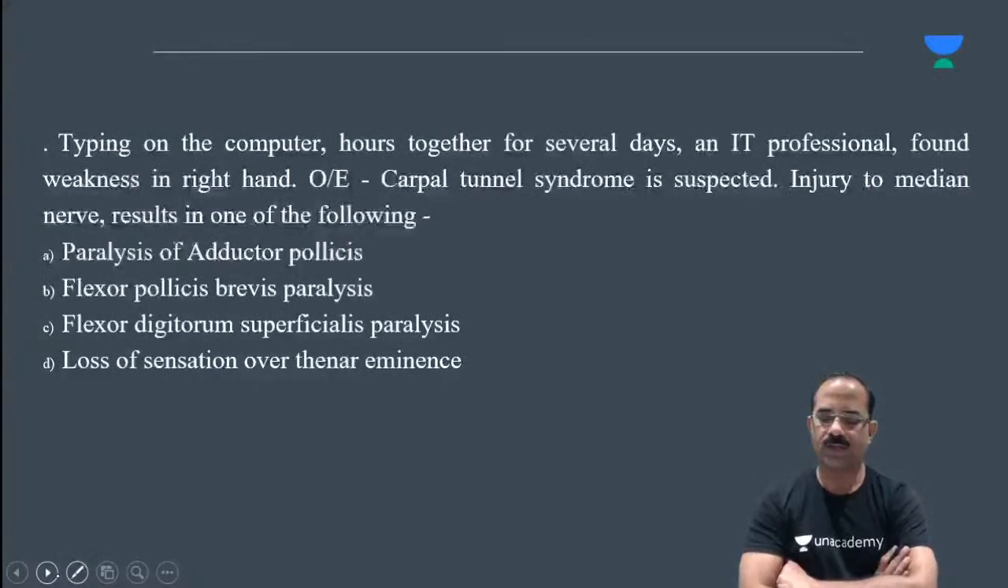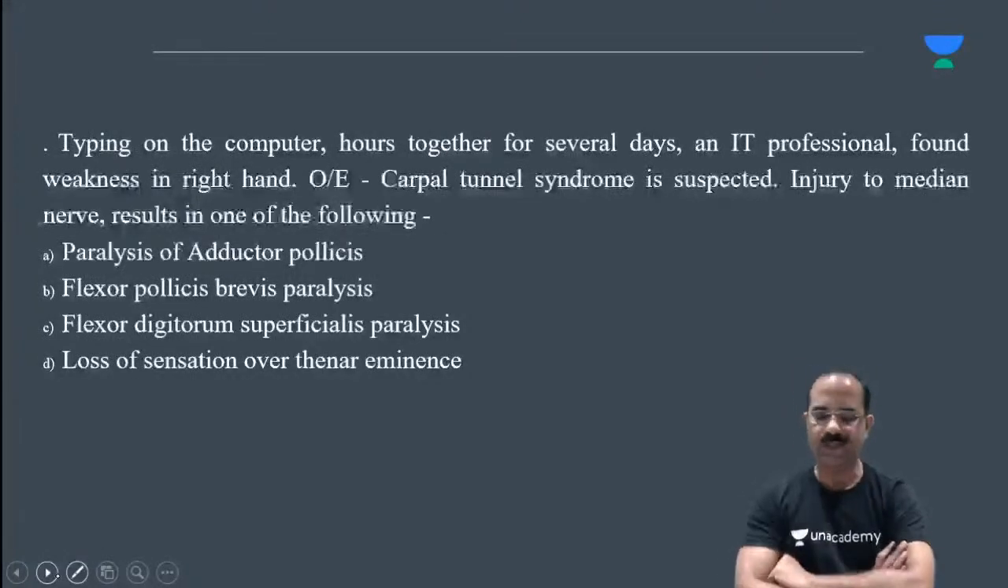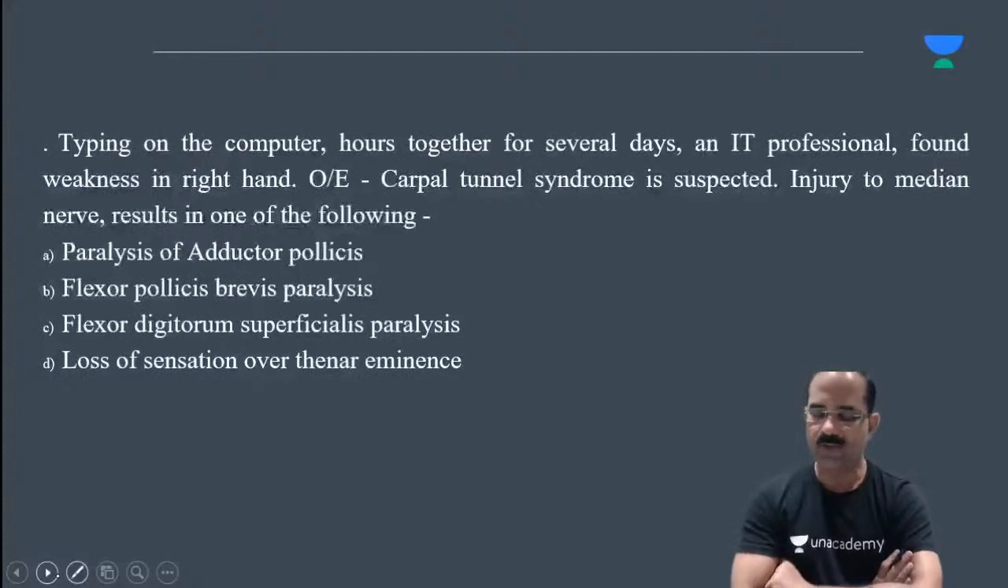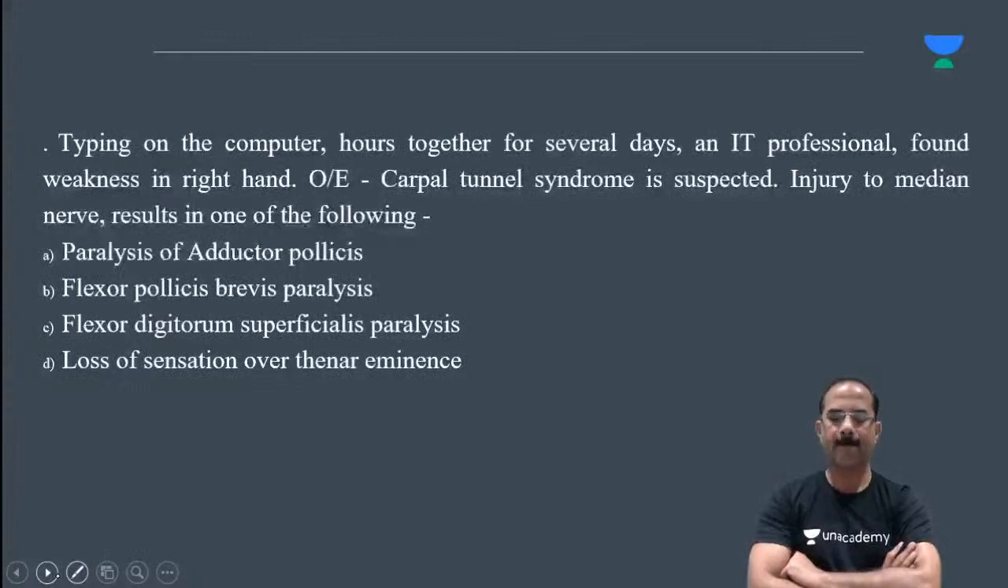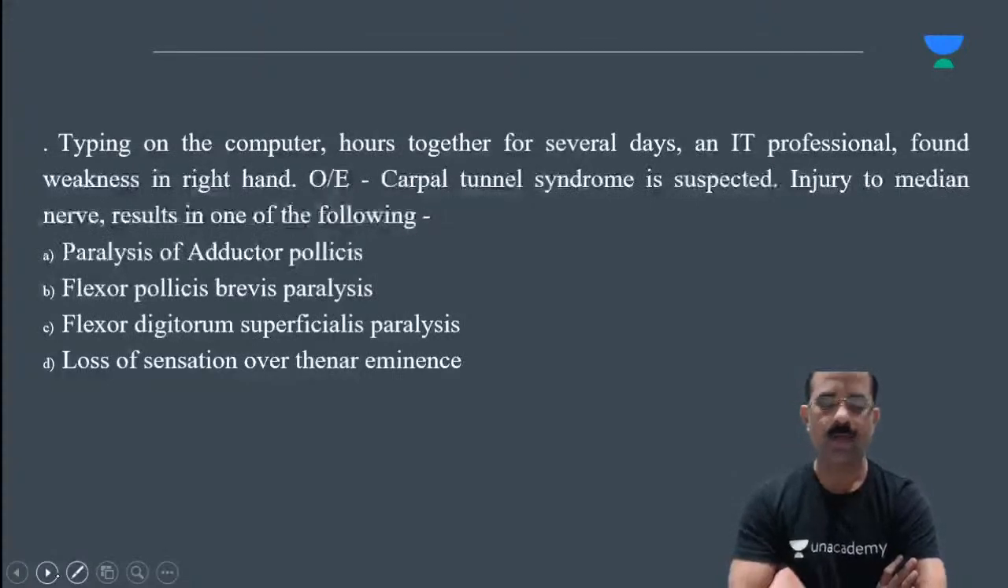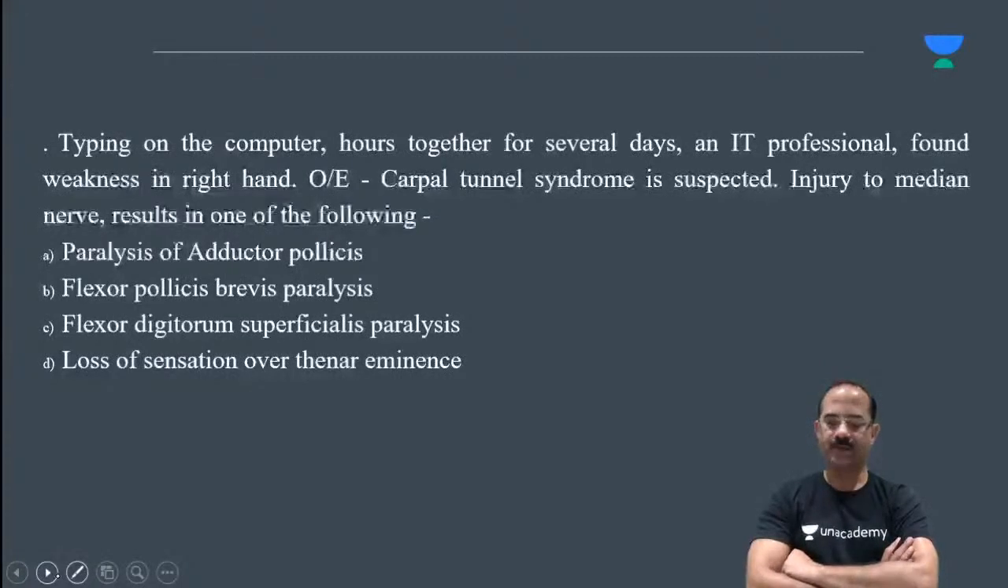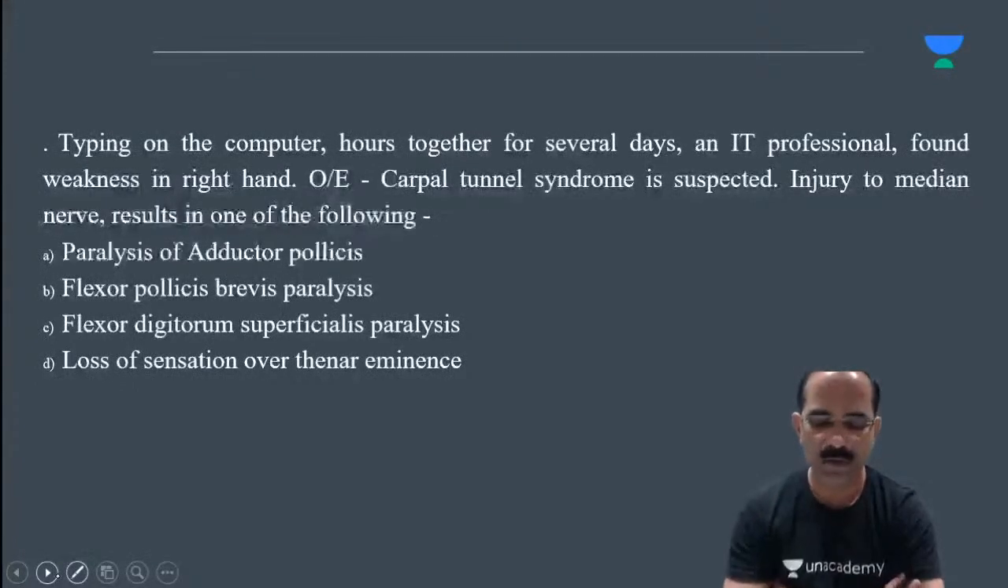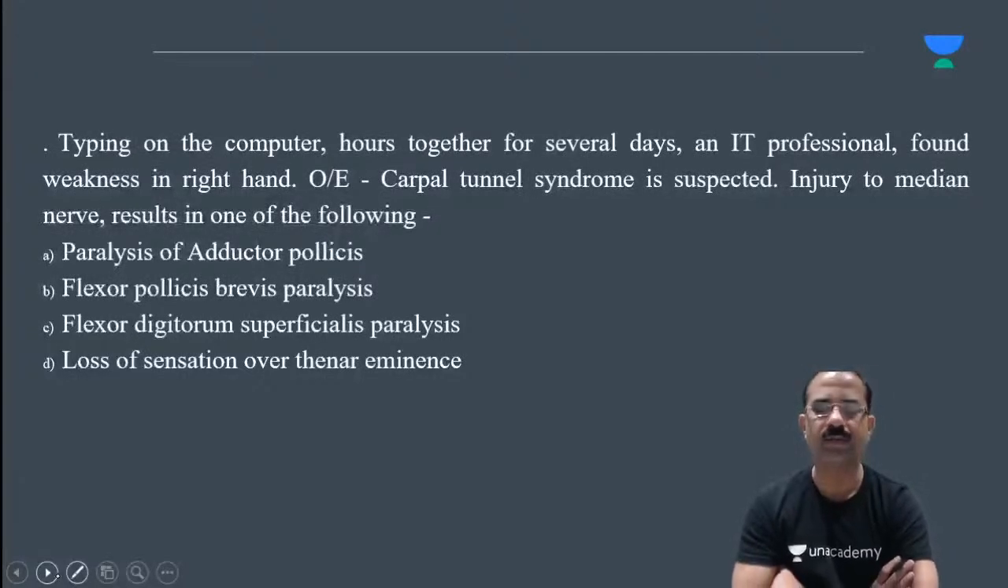Typing on computers for hours together for several days, an IT professional found weakness in his right hand. On examination, carpal tunnel syndrome is suspected. Injury to the median nerve results in one of the following. Can you answer this? Yes, students. Vismaya? No, that's wrong. It's not correct.